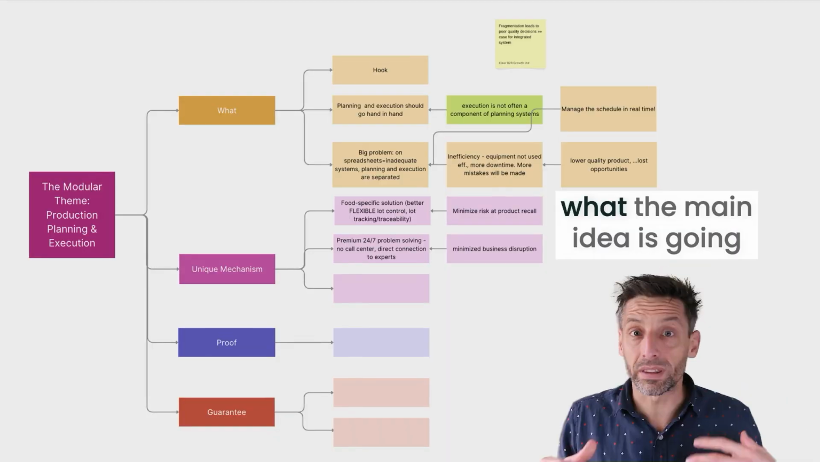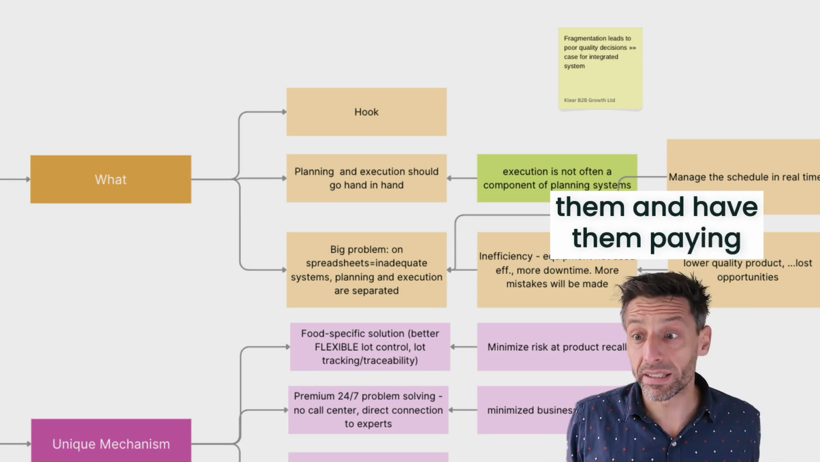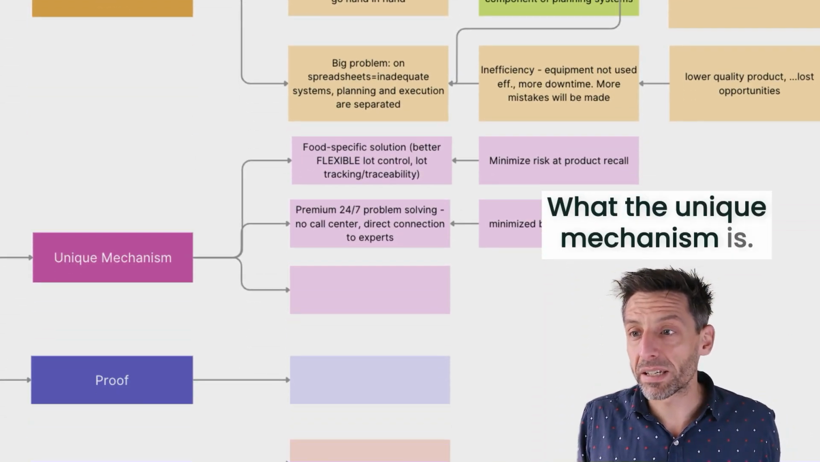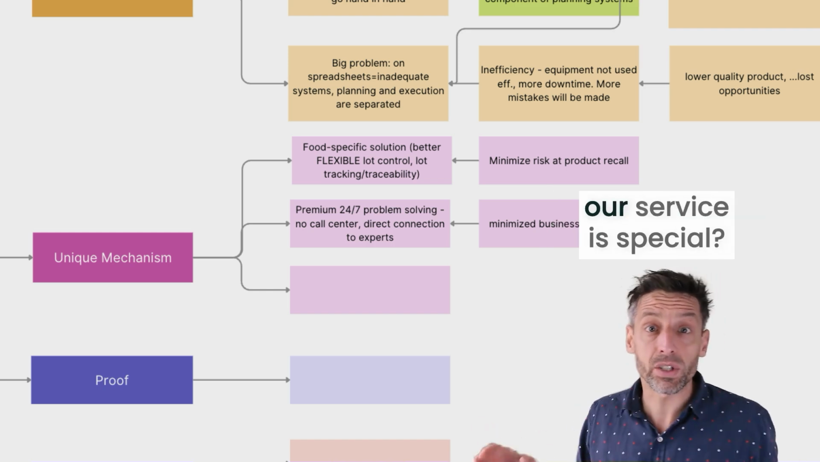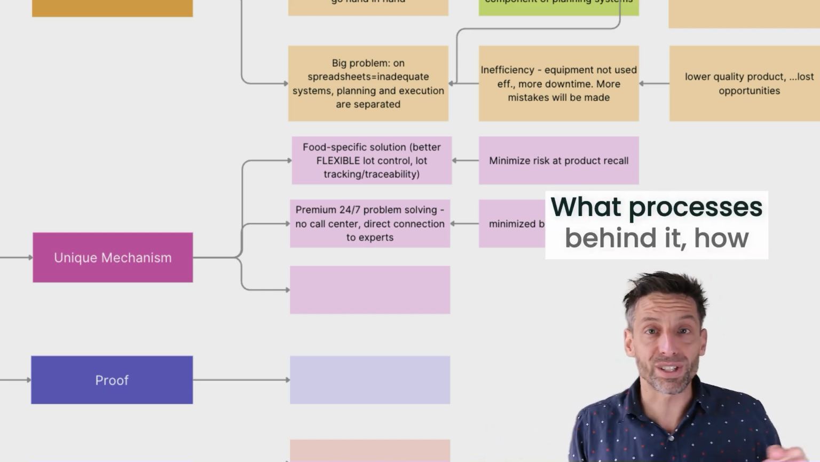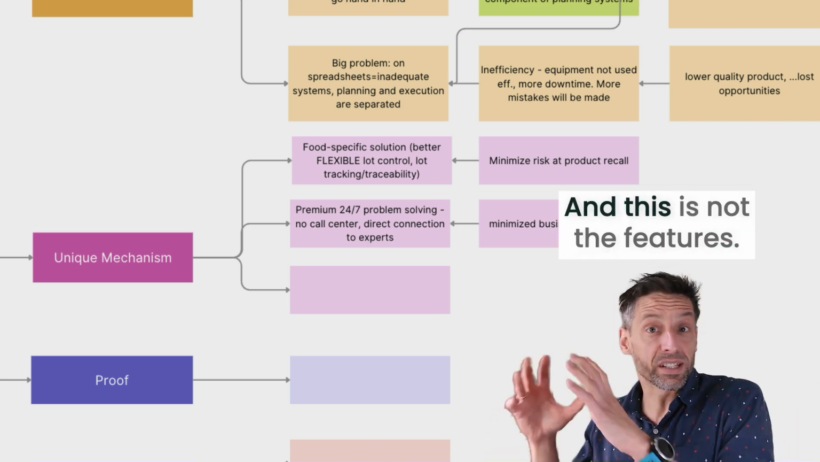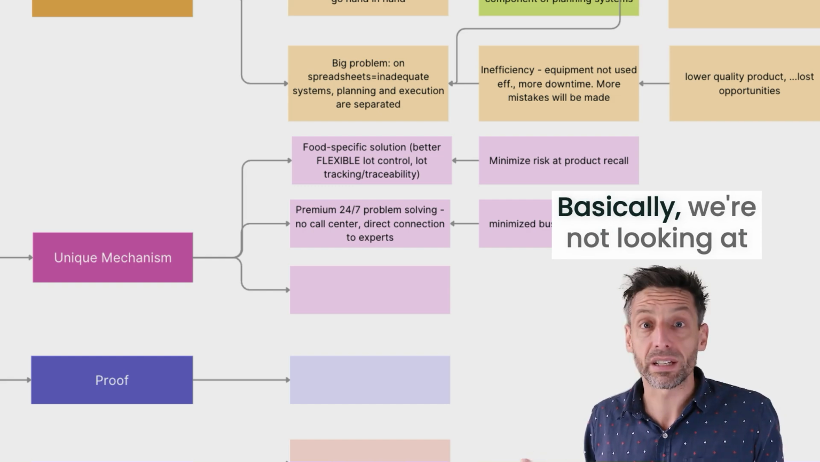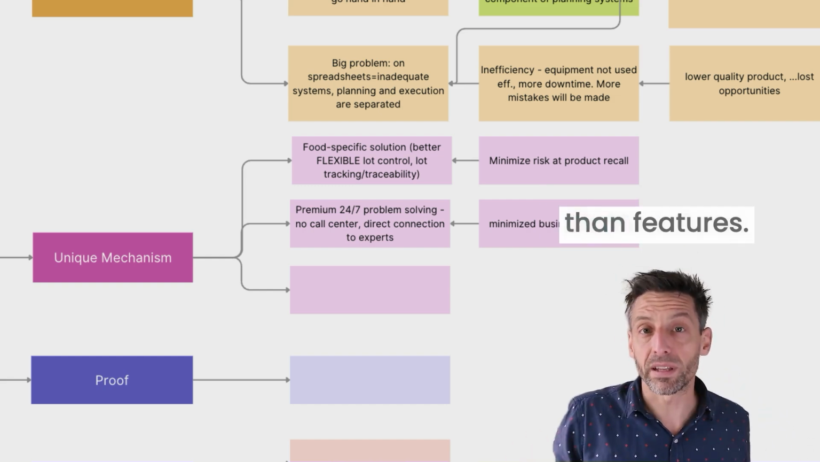We brainstorm what the main idea is going to be that's going to hook them and have them paying attention, what the unique mechanism is. So what are we telling people about why our product or service is special, what process is behind it, how it's made, why it's better than the competitors. And this is not the features, basically. We're not looking at differentiating features. We're looking one level deeper than features.